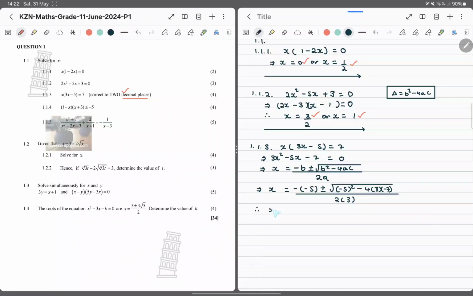At this stage, guys, I do not believe in wasting time simplifying what is not going to be rational, because at the end of the day, this remains as is. So we will never get rid of that square root technically. So we just go with the flow. So this is minus into minus 5 plus the square root of minus 5 squared minus 4 into 3 into minus 7, all divided by 2 into 3.